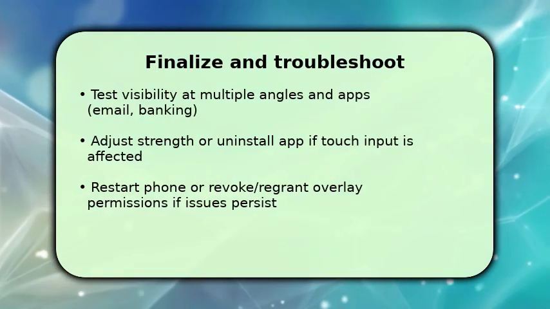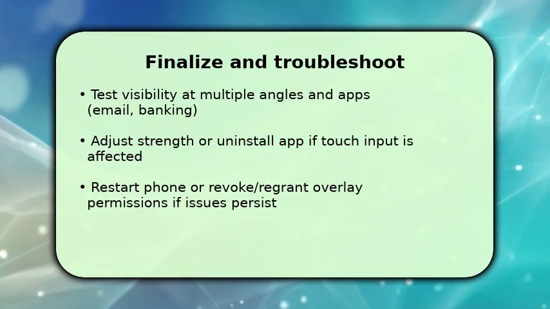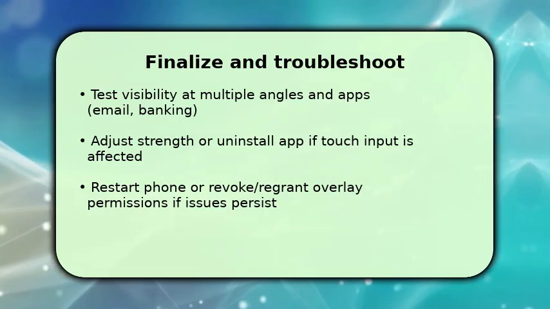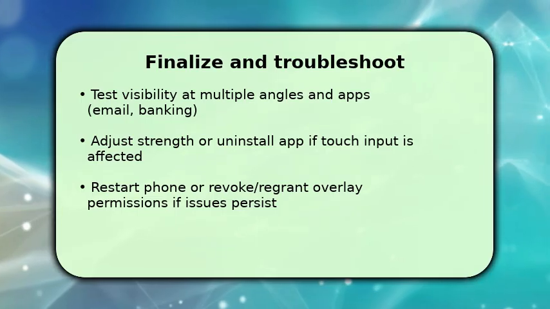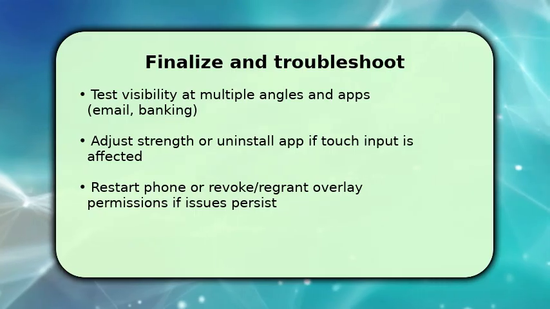You finish by testing and fixing any problems. Verify the privacy effect across several apps, email, messages, and banking, to confirm it hides content at side angles while remaining readable head-on. If touch response suffers, reduce filter opacity or switch to a different app.